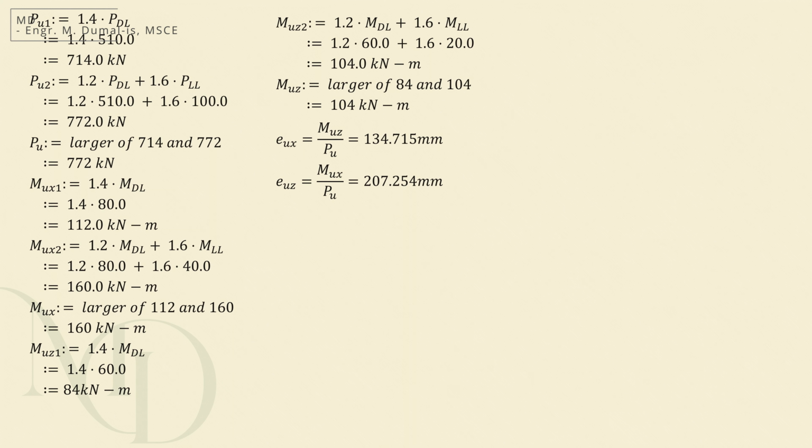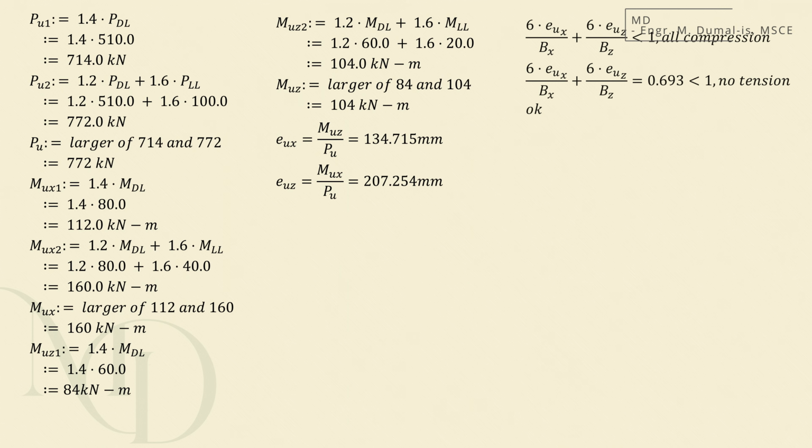Moving forward, let us check whether the stresses at the bottom of the footing slab are all under compression. First, we solve for the ultimate load combination of the axial and bending loads, and after that we compute the eccentricities based on those computed loads. Next, we compute the summation of the values of 6e over b. For this example, the result is 0.693, which is less than 1, so we can conclude that the footing is under pure compression at the ultimate load condition.